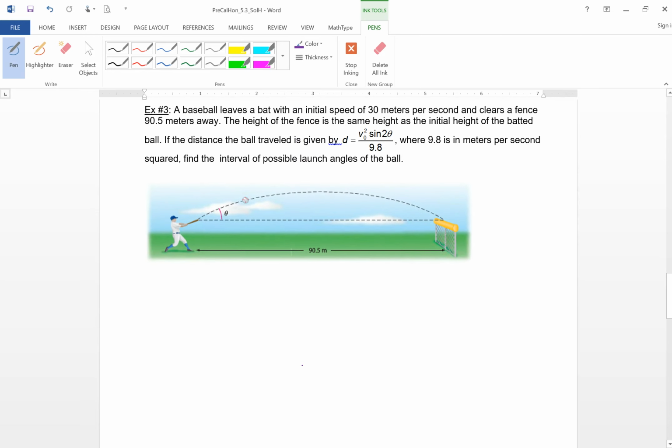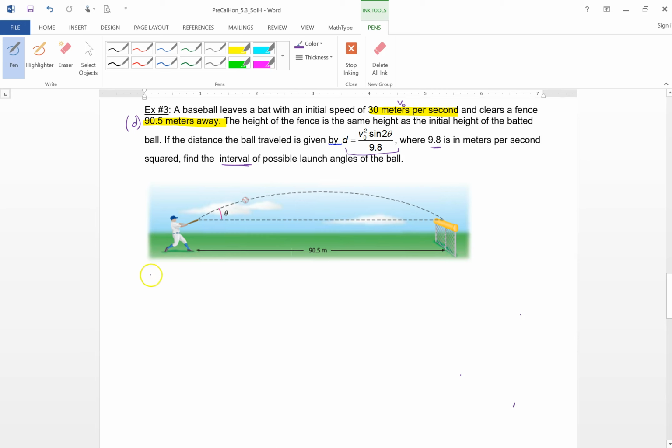Okay, this is an application problem. A baseball leaves a bat with an initial speed of 30 meters per second and clears a fence 90.5 meters away. So we're given the initial velocity v0 and the distance. The height of the fence is the same height as the initial height of the batted ball. If the distance the ball traveled is given by this, where 9.8 is meters per second squared, find the interval of the possible launch angles.